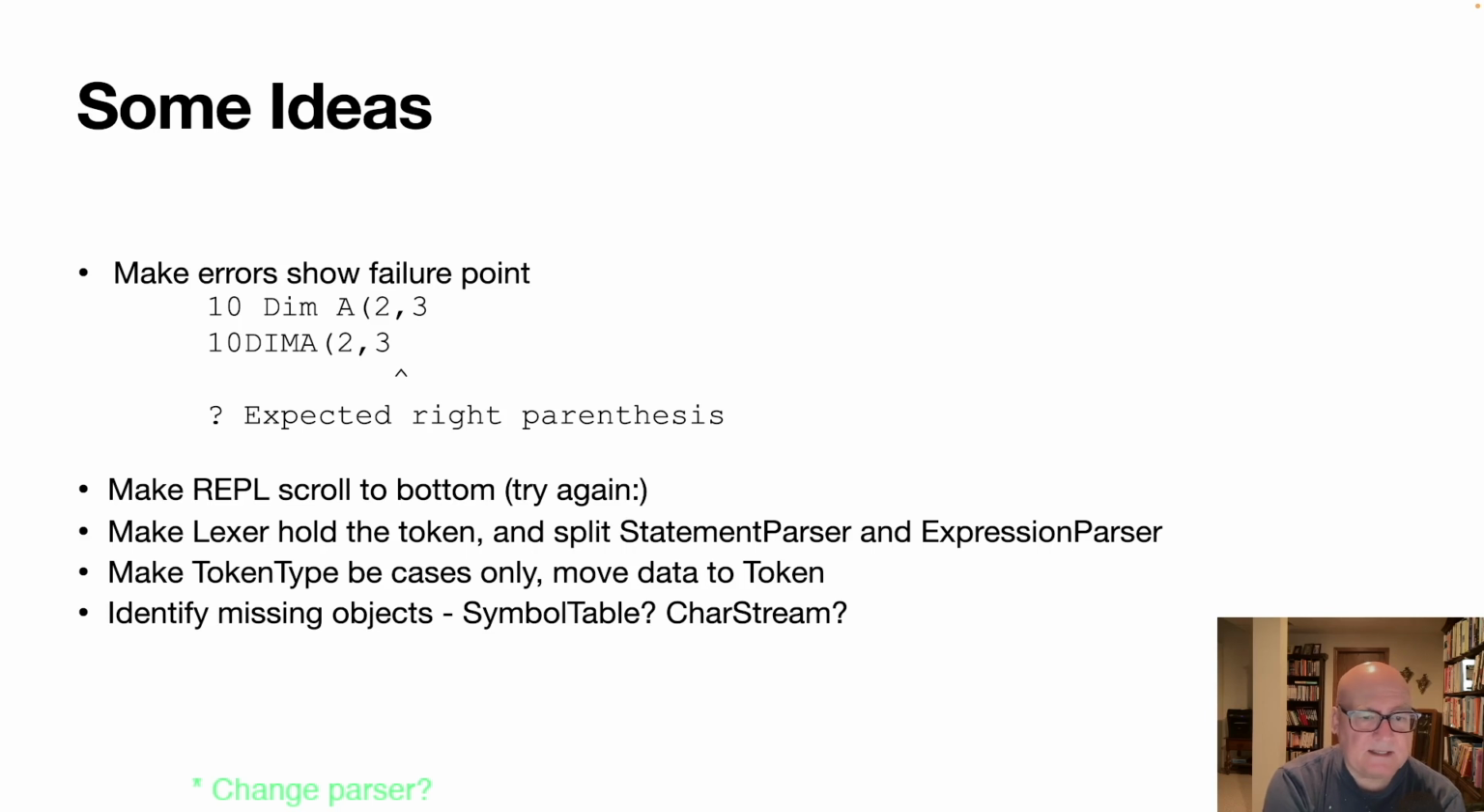And then lastly, I think there are missing objects, and we could simplify the parser and the interpreter if we had a little bit more support. One, maybe the symbol table or store, which maps names to values. And the other, the character stream and how we manage that, we could probably simplify the lexer. So we're going to start with a walkthrough. I think we'll spend half an hour or so on the REPL, and then maybe the token type thing, and see how that goes.